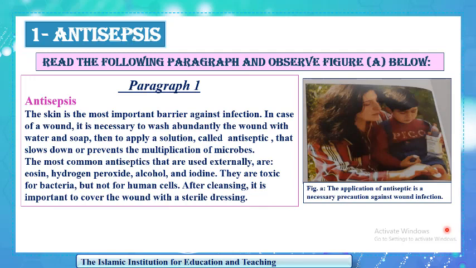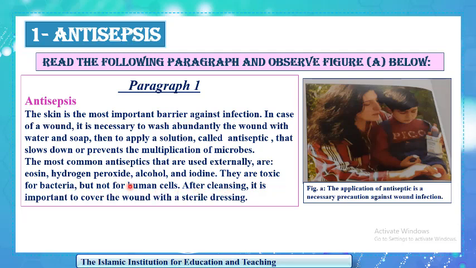Please read the following paragraph and observe figure A below. The skin is the most important barrier against infection. In case of a wound, it is necessary to wash abundantly the wound with water and soap, then to apply a solution called antiseptic that slows down or prevents the multiplication of microbes. The most common antiseptics that are used externally are eosin, hydrogen peroxide, alcohol, and iodine. They are toxic for bacteria but not for human cells.